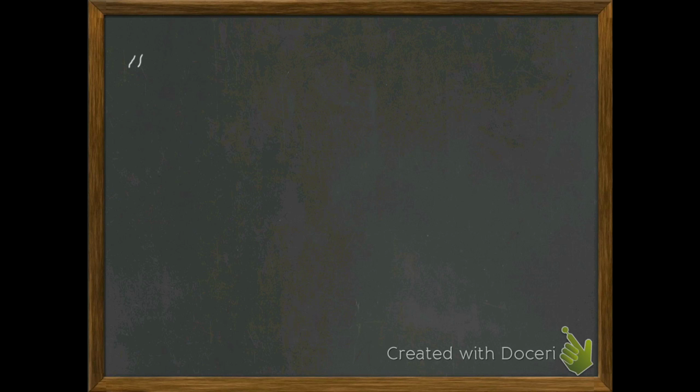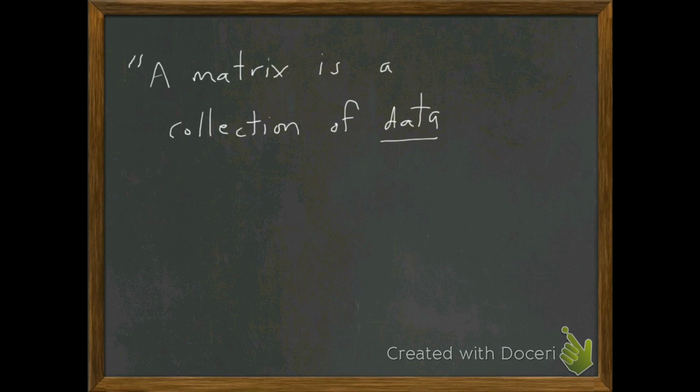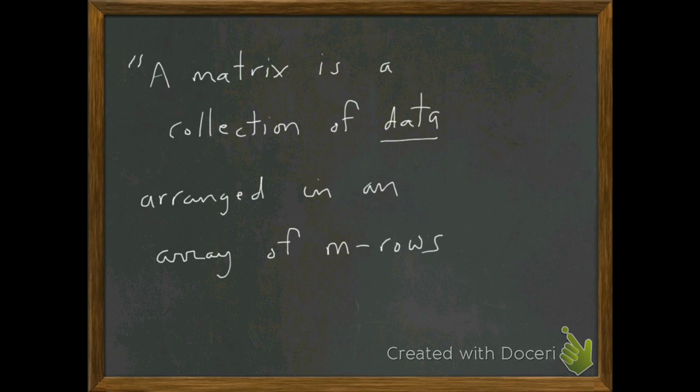All right, guys, what's a matrix? Well, a matrix is, let's just say, a collection of data. And we're going to look at it from a statistics perspective. This is arranged in an array of m rows and n columns. Pretend I can spell columns. That was ugly.